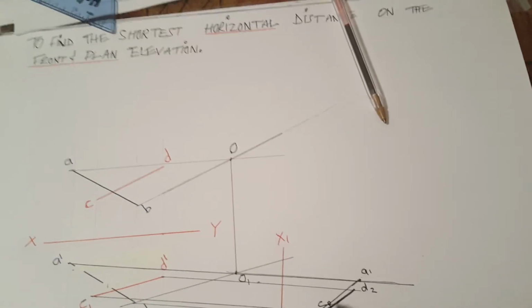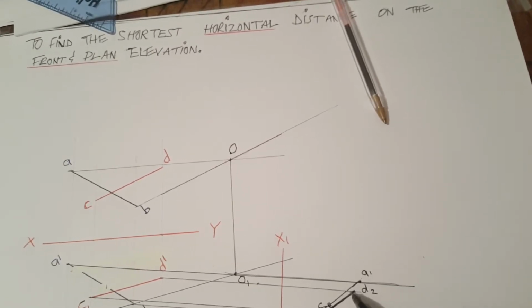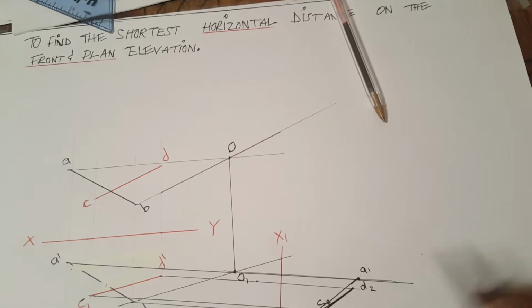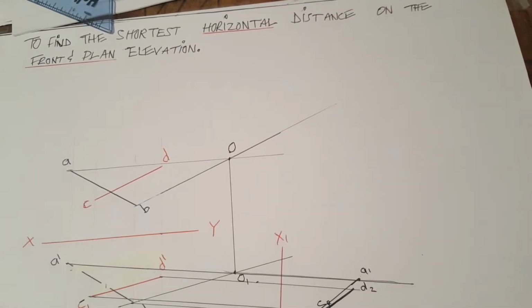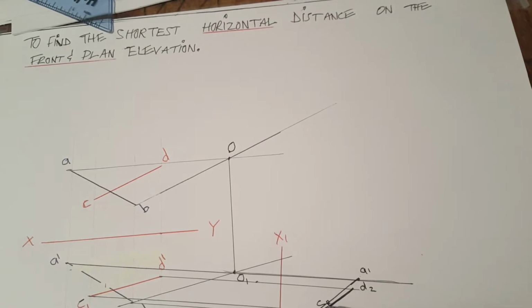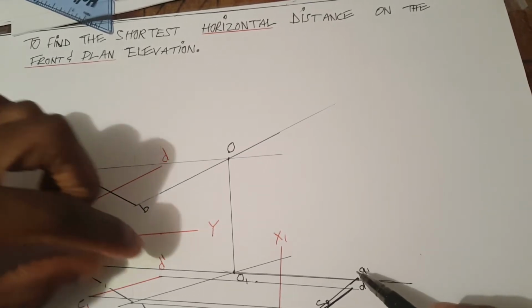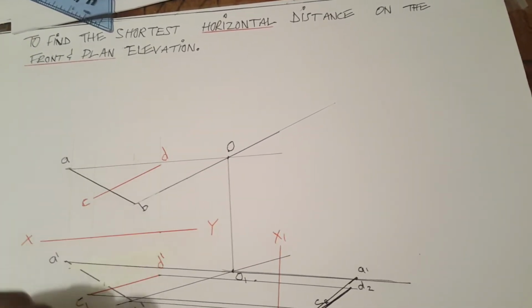So these points are supposed to be parallel. If these lines are not parallel, it means that something is off. However, I will continue. But once you transfer these measurements correctly, you should get two parallel lines.